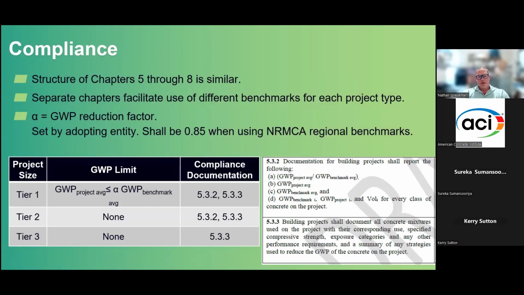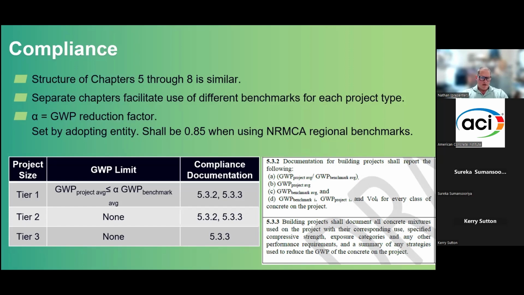So the structure of Chapters 5 through 8 is all very similar. You'll find a table just like this one on the left in each of those 4 chapters. You'll see a couple of code sections, 532 and 533, are very similar. Code sections 632 and 633 look just like these. So do 732, 733, 832, 833, etc.